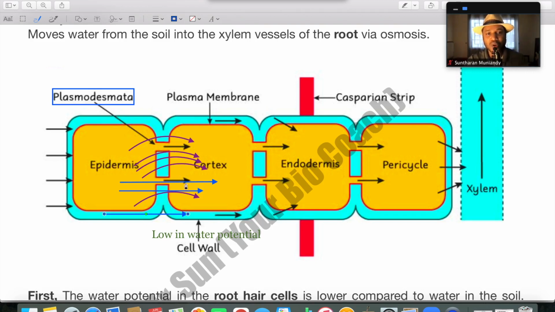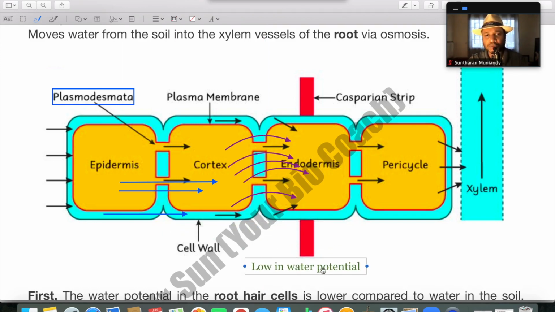How do water and mineral salts go from the cortex to the endodermis? Same thing: the endodermis will start to do active transport. They will pump in mineral salts and ions against the concentration gradient until they make this place low in water potential. The endodermis now will be low in water potential, and that is going to cause water to diffuse into the endodermis from the cortex via osmosis.